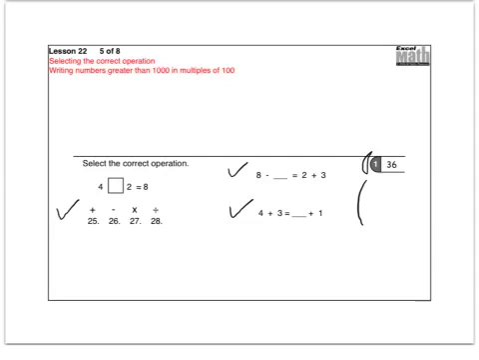All right, so for this first one, we have to pick the correct function to put in the box there. 4 blank 2 equals 8. If I pick plus, well, 4 plus 2 is 6, so that's not going to work. If I pick minus, 4 minus 2 is 2. That's not going to work. If I pick times, 4 times 2 is 8. That is correct.